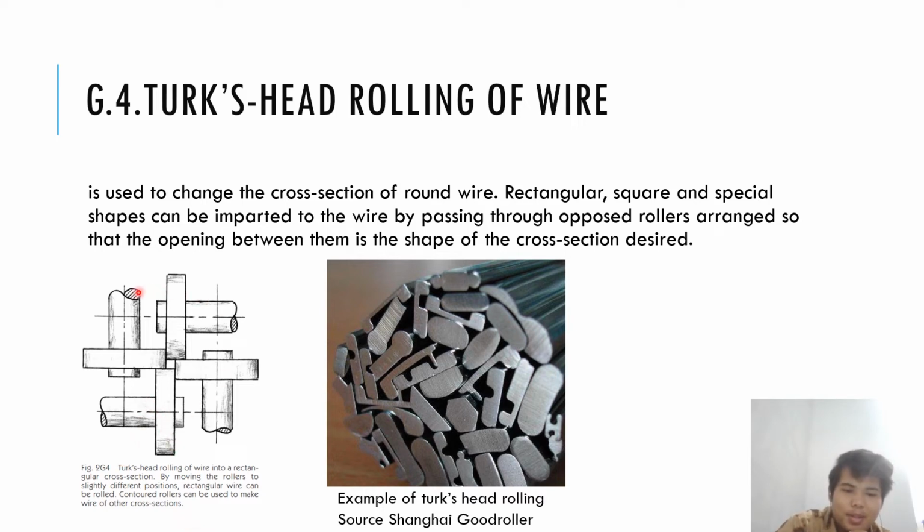So you can see here, this is the cross-section of round wire. When you want this shape, the position of the rollers is going to be like this shape. So it's going to be pushed through there, and this is the final part of the head.